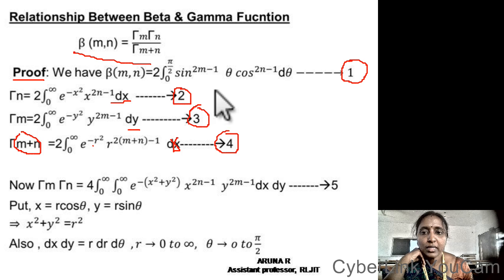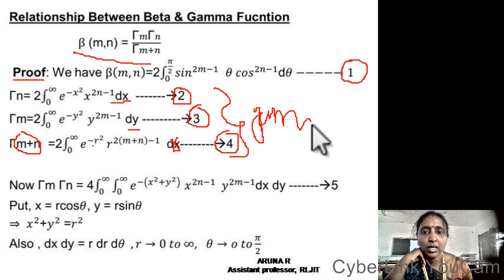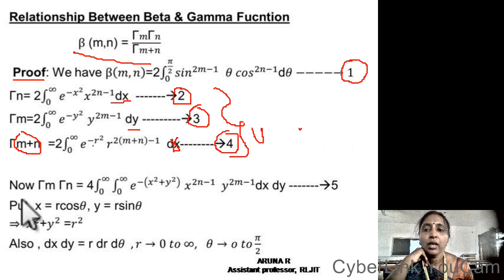So all these three equations are definitions of the gamma function. Now we will move on with equation 2 and 3.